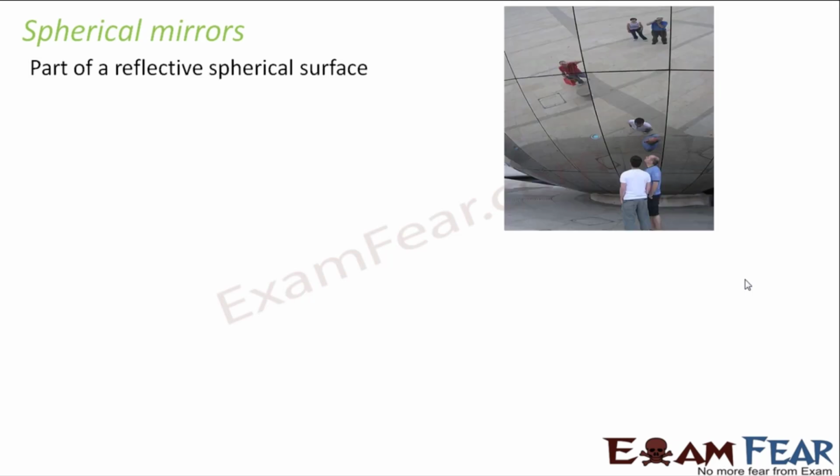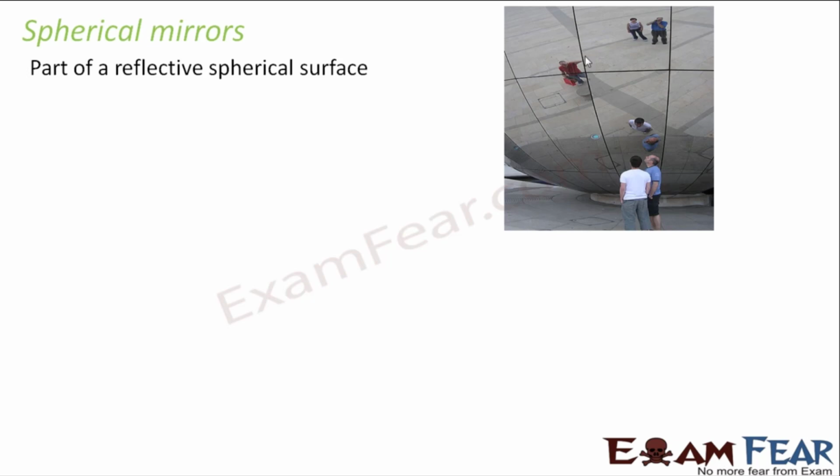What are spherical mirrors? As the name suggests, what do you think it can be? It has to be a mirror, right? Spherical, that means maybe the mirror is spherical in shape. That is the only possibility we can assume from its name. So a spherical mirror is a part of a reflective spherical surface.